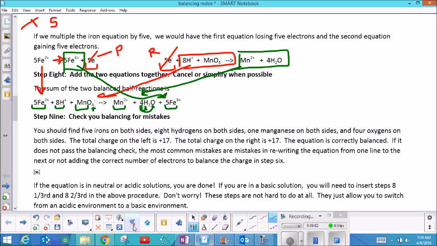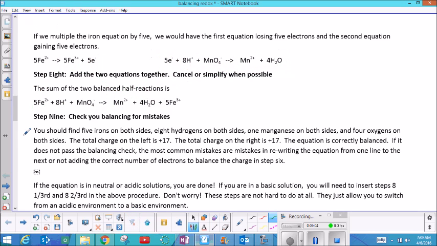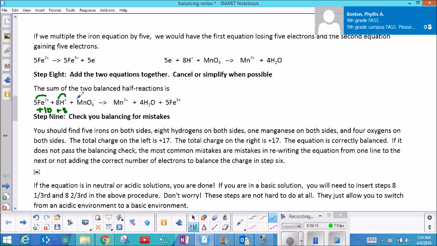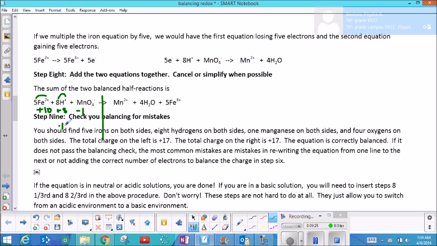You also have to check the charges. So let's look at the charges. So I have 5 things that are plus 2. That's a plus 10. I've got 8 things that are plus 1. That's a plus 8. And I've got 1 thing that is a minus 1. So this whole side of the reaction is a plus 17.